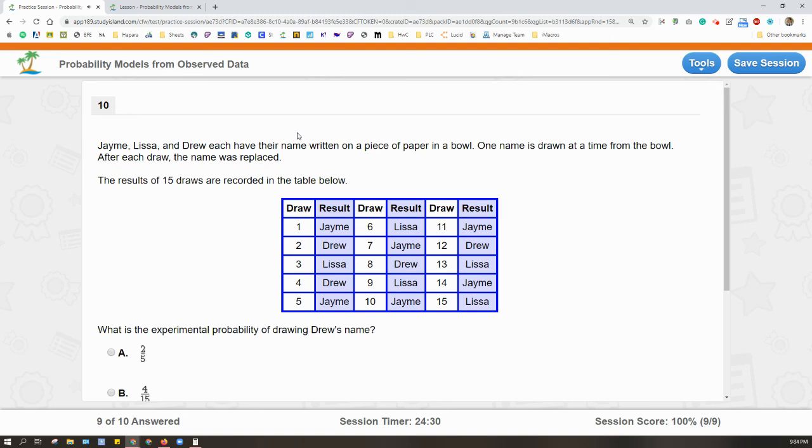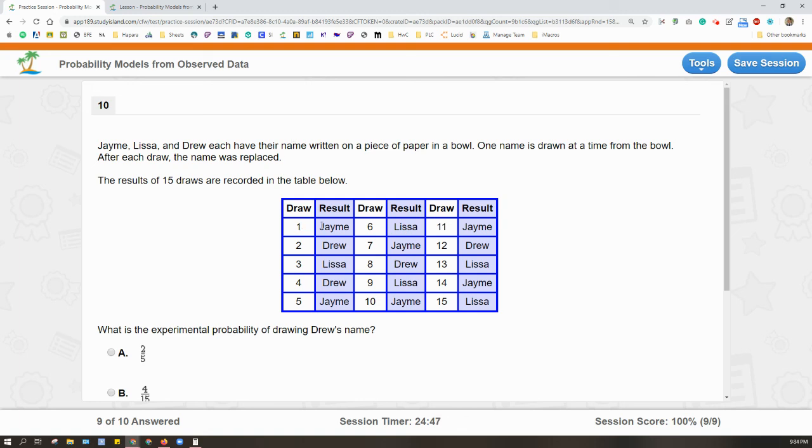Last but not least, number 10. Jamie, Lissa, and Drew each have their name written on a piece of paper in a bowl. One name is drawn at a time from the bowl. After each draw, the name was replaced. The results of 15 draws are recorded in the table below.